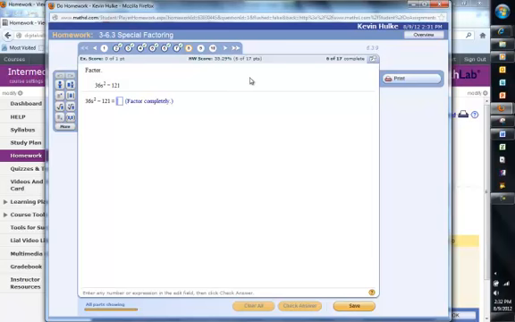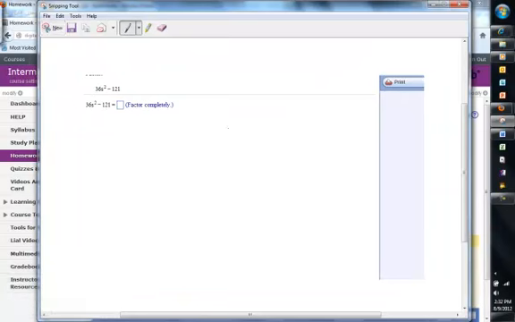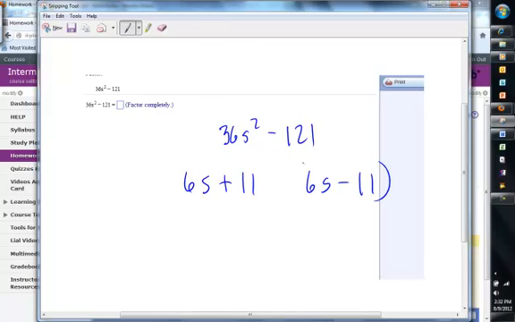Right, this one is a difference of two squares. The first one is a square. 36s squared minus 121 is 6s. So both terms begin with 6s. One of them's plus, the other one's minus. The square root of 121 is 11. So it's 6s plus 11, 6s minus 11.